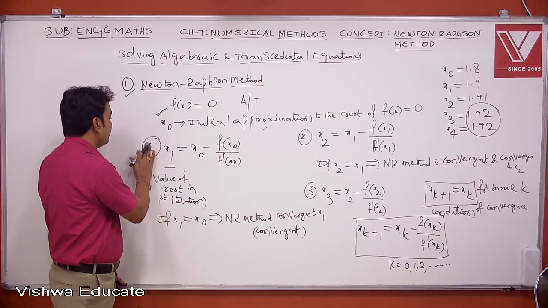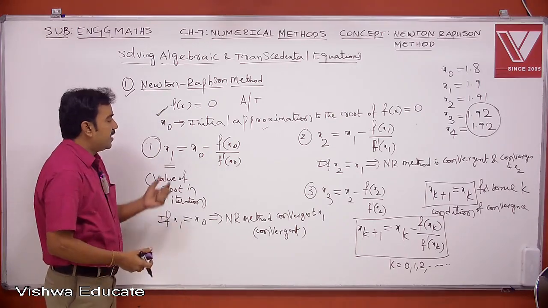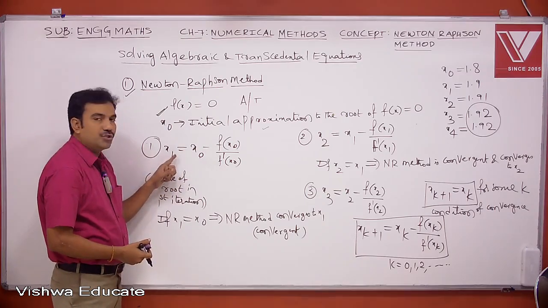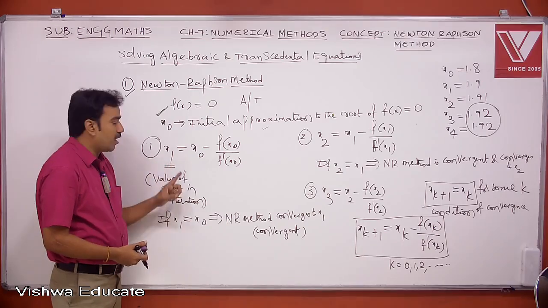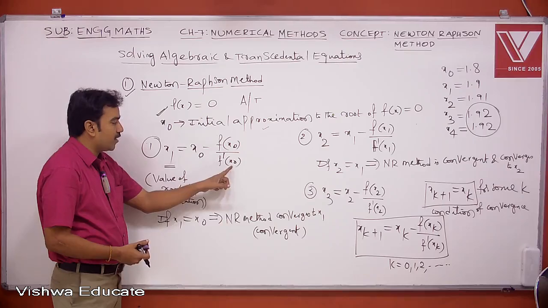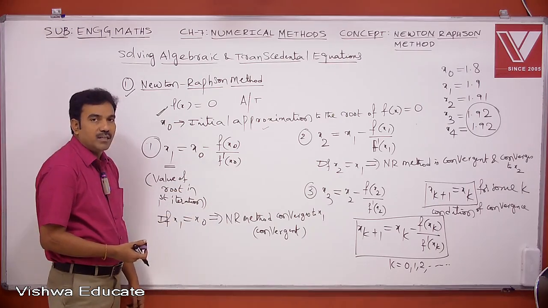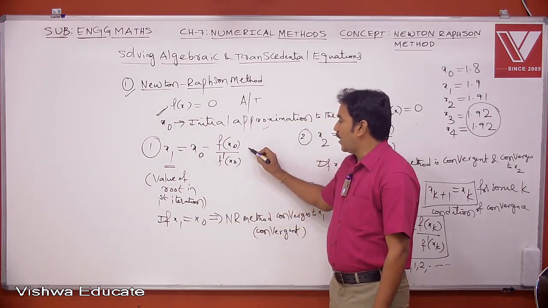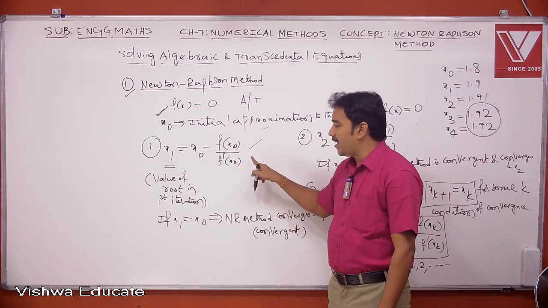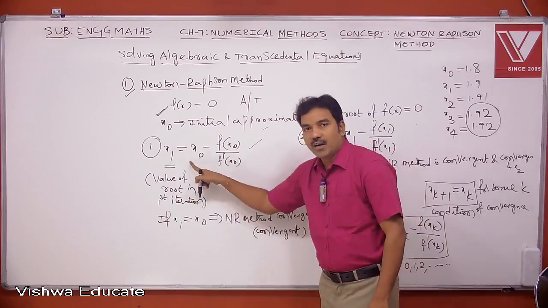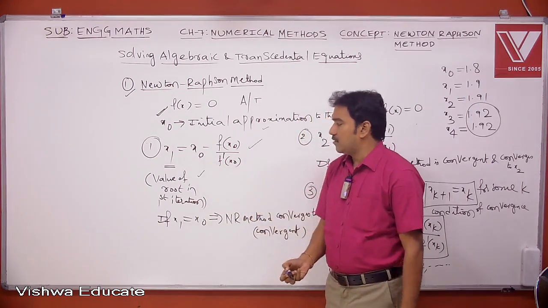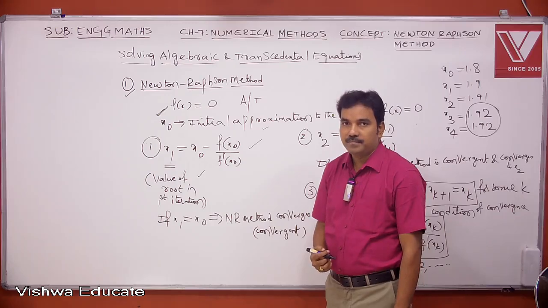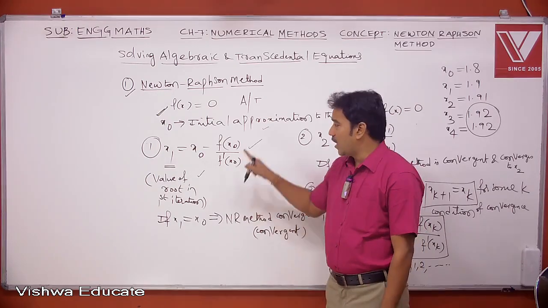Step 1: Evaluate the value of root in the first iteration using the formula x1 equal to x0 minus f of x0 divided by f dash of x0, where x1 is the value of root in the first iteration. So in step 1 we are evaluating this.